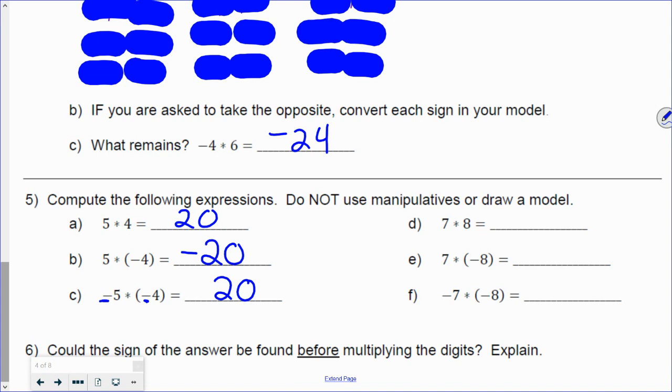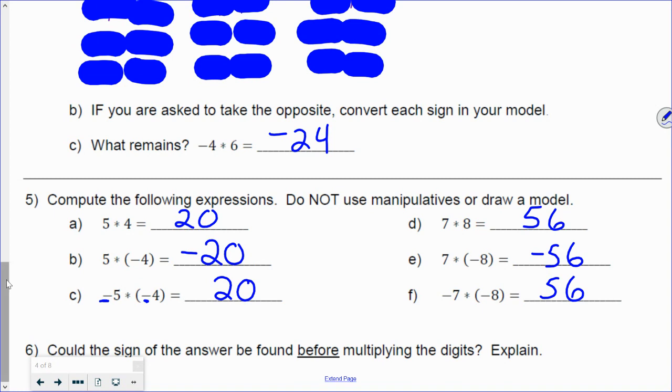Okay, try doing D, E, and F, and then come back to the video to see what your answer should be. All right, so they all are going to have a 56, but the middle one, E, because all of your sets are actually being negative, means we have a negative solution.